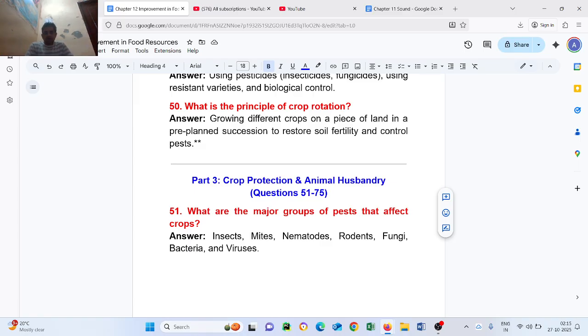Question number 51. What are the major groups of pests that affect crops? Insects, mites, nematodes, rodents, fungi, bacteria and viruses.